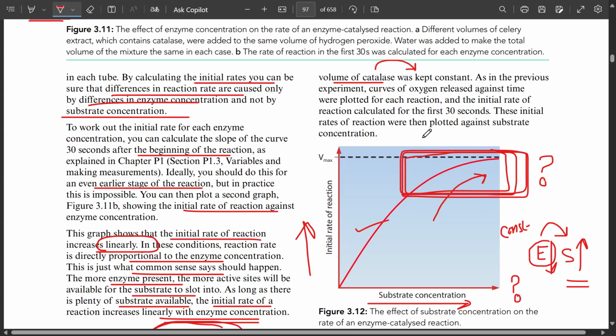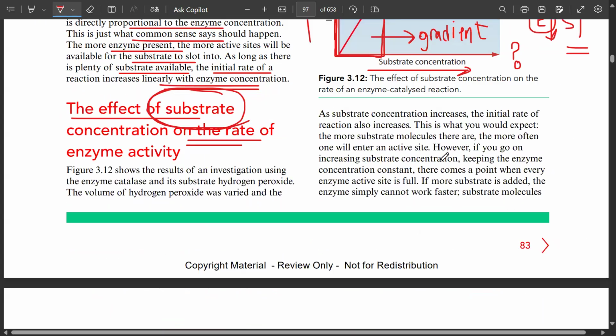So this is what you can observe. And what are you going to do if you want to measure the rate of reaction? Again, you are going to use the start of the curve. This is the gradient that you are always going to use to calculate the rate of reaction. We call these the initial rates of reaction plotted against substrate concentration. So as the substrate concentration increases, the initial rate of the reaction also increases, and this is what you would expect. The more the substrate molecules there are, the more often one will enter an active site.